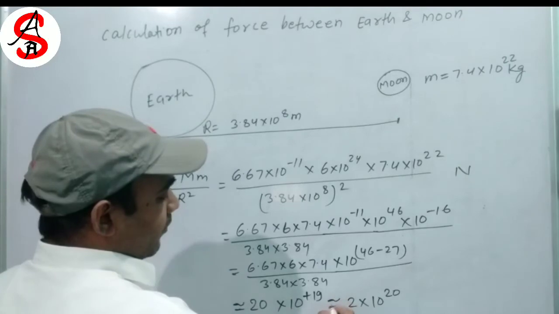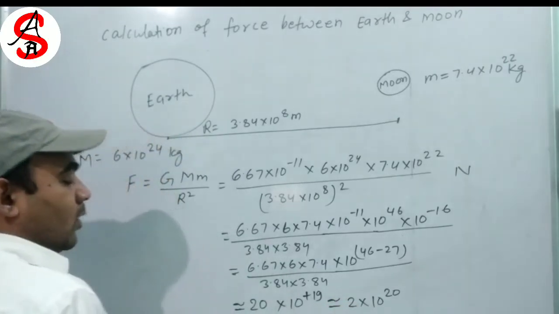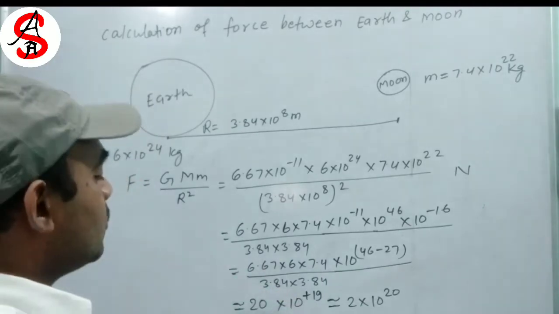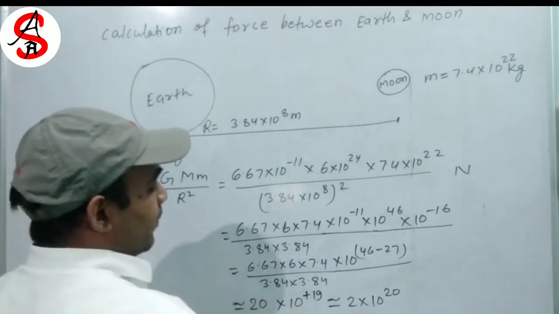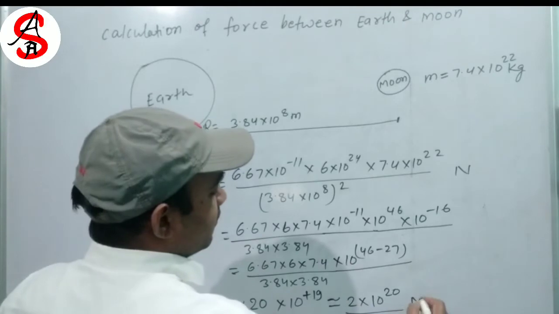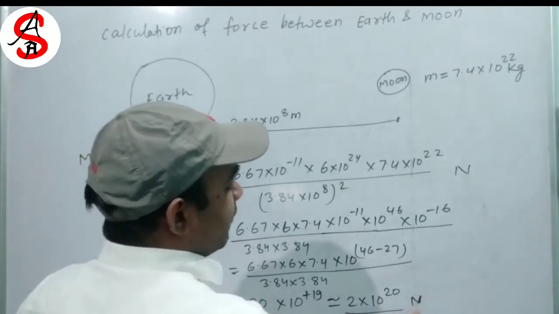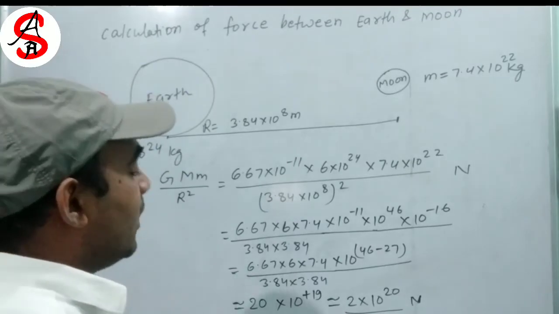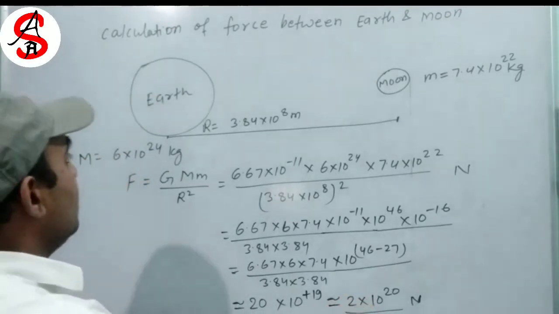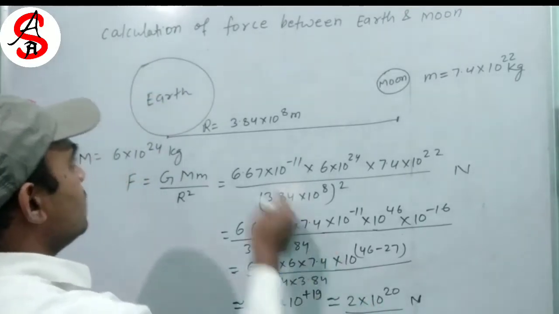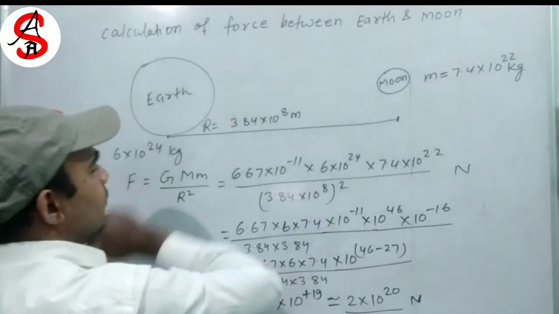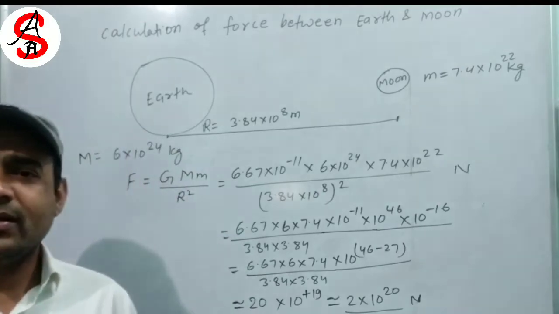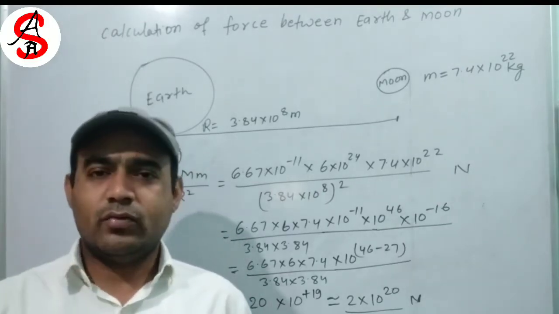Okay, approx value. If you calculate, it will come in certain digits in decimals, so this is an approx value. So this is a huge force of attraction, 10 to the power 20 Newton, and with the help of this huge gravitational force the Earth attracts the Moon. That's why the Moon is bound by the Earth and revolves around it.